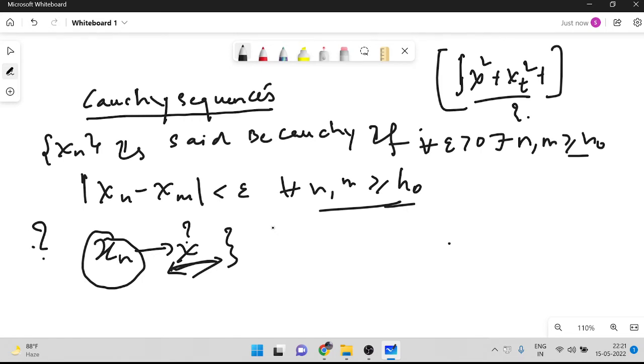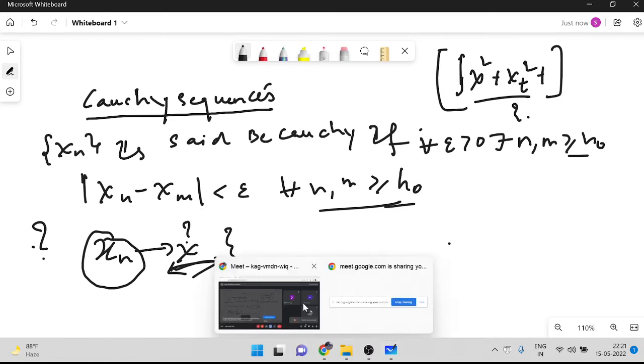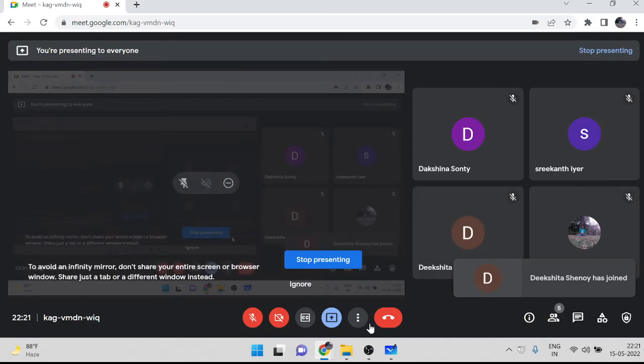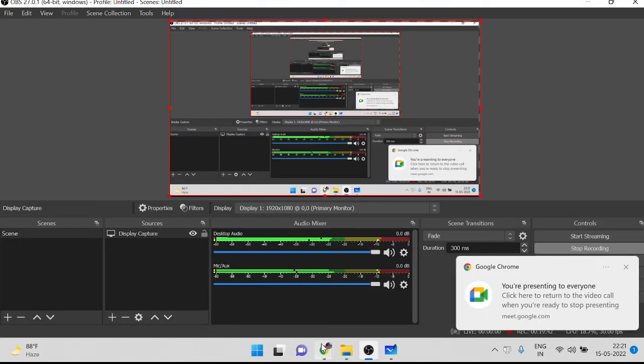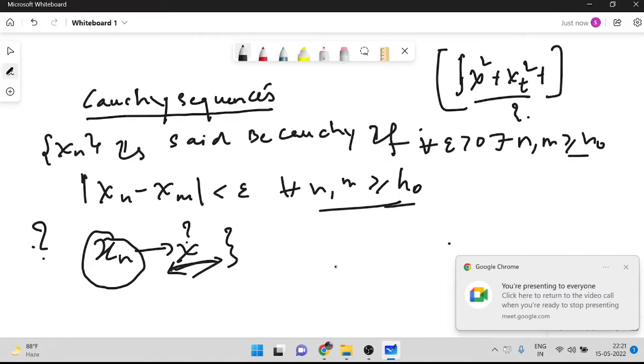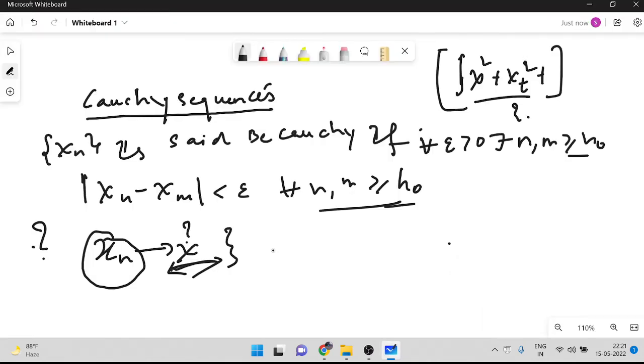So instead of trying to prove whether the limit actually exists or not, you just look at the tail end of the sequence and see if the tail of the sequence becomes smaller and smaller. Then you conclude that the sequence is Cauchy.